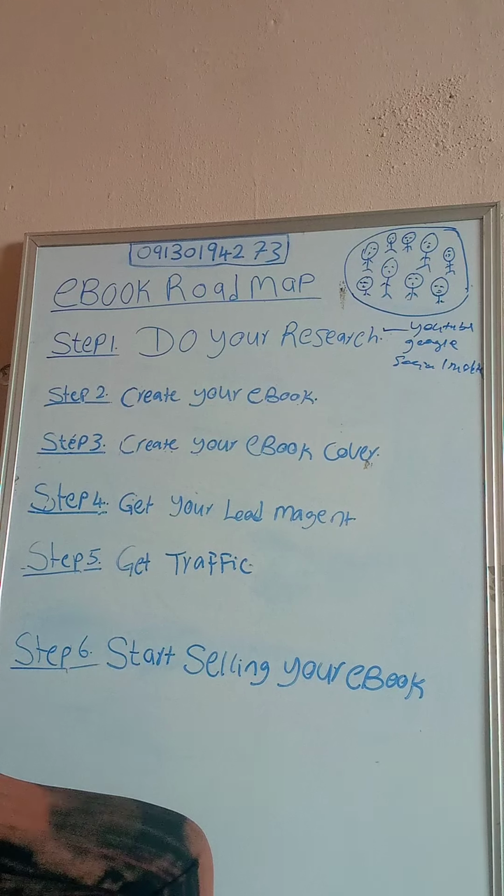Let's assume that you're going to write on how to overcome diabetes. You can type how to overcome diabetes, and watch about 5 or 10 videos. By the time you watch them, you'll have gained some knowledge about what diabetes is and how to overcome it. Then you can start creating your ebook. You can also do the same thing on Google: you search for something and read different blog posts.